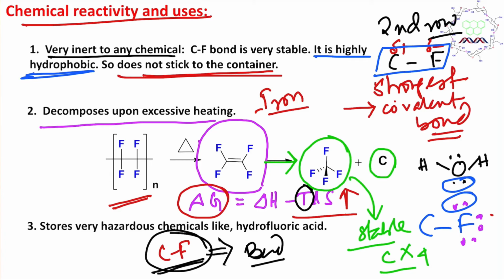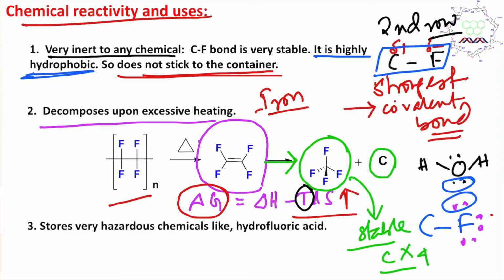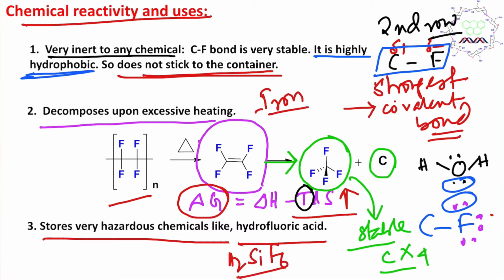So please remember. Now, based on all these things, in chemistry labs this PTFE is used as a storage component for very hazardous chemicals like hydrofluoric acid. Why is hydrofluoric acid hazardous? Because it reacts with glass and produces hexafluorosilicic acid, H2SiF6. Consequently, it leaches the glass. That's why it can't be kept in glass. So hydrofluoric acid is sold in Teflon.